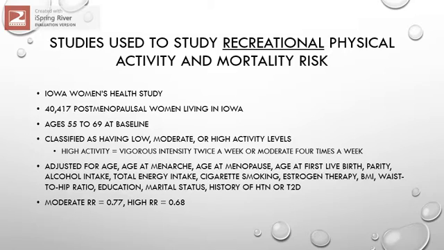physical activity. And what they found is that moderate activity had a relative risk of 0.77 and high activity had a relative risk of 0.68. So being highly active, and again, their definition of high activity was a little weak, but doing vigorous intensity twice a week or moderate intensity 4 times a week was associated with a 32% reduced risk of mortality compared to doing nothing.